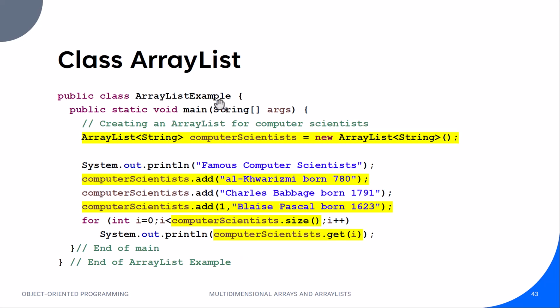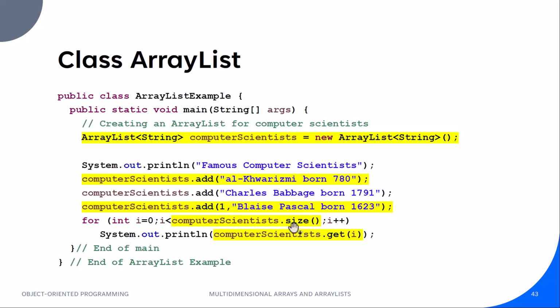Here is our class ArrayListExample, and here is our main method. Now we are creating an array list for computer scientists using new, and then we are going to print a line such as famous computer scientist. Using the add method of the ArrayList class, we are going to add an element to our computer science array list. Then we are going to add another element, and then using an overloaded version of add, we are going to add an element to a particular index.